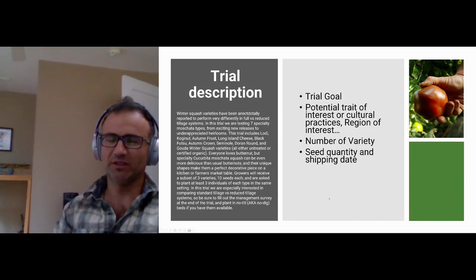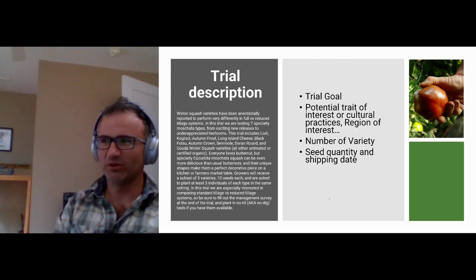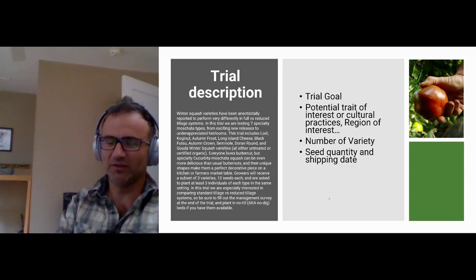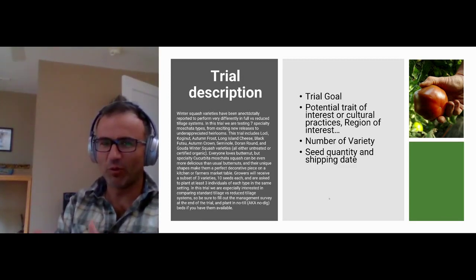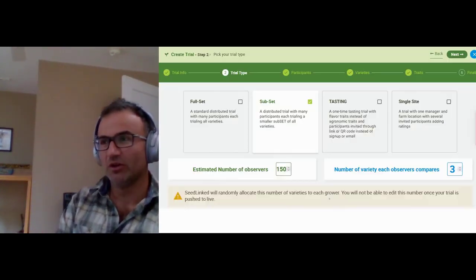The trial description in SeedLinked is essential, because when people are invited to the trial, it's what they see, like a pitch. You're selling your trial: you have a goal, what traits, what region, why it is important, how many varieties total, and how many varieties each grower is going to receive, how much seed they're going to have, when they can expect to have the seed, maybe what management or requirements the trial has, and so they can see, oh yeah, I want to join or not the trial.